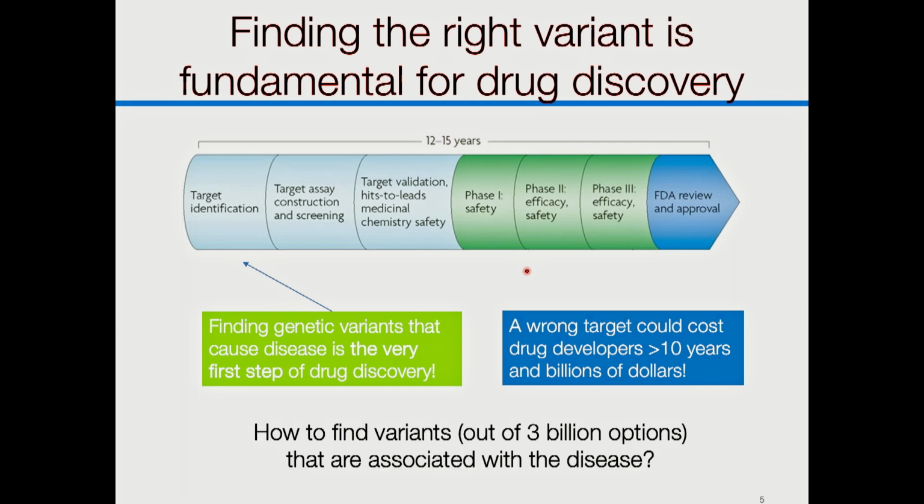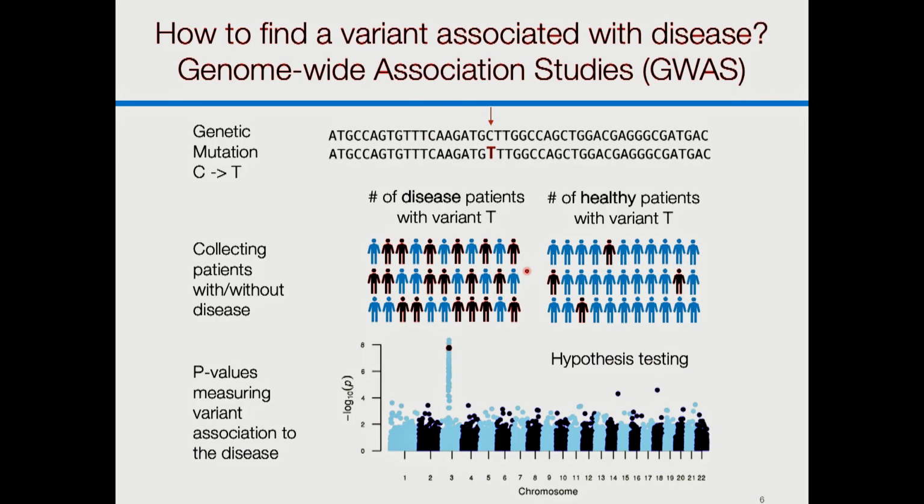So this is the central question that we're interested in investigating: how to find the variants, out of these 3 billion options, that are associated with the disease. And this is an extremely difficult task, right? Imagine you have a 3 billion character text file, and you want to find a few single typos. It's really like finding a needle in a haystack. So this task is extremely important in the drug discovery domain.